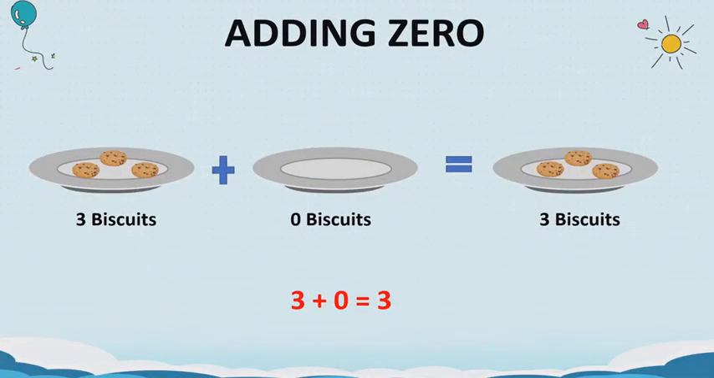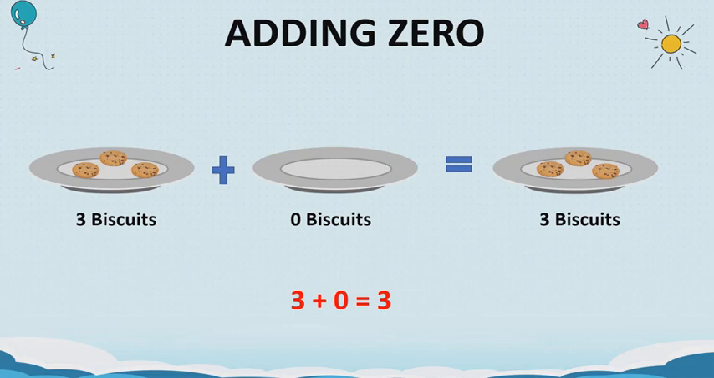Now adding 0. In this picture you can see that there are 3 biscuits in plate number 1, and in plate number 2 there are 0 biscuits. If we add the biscuits in both the plates, then what will be the answer?